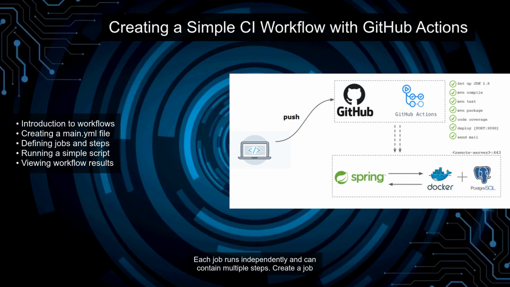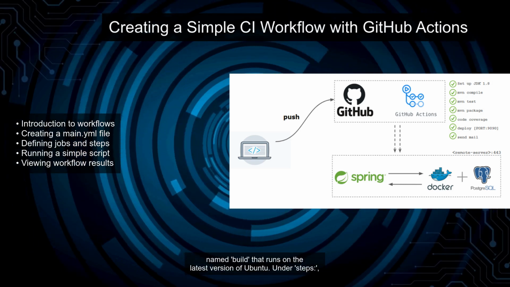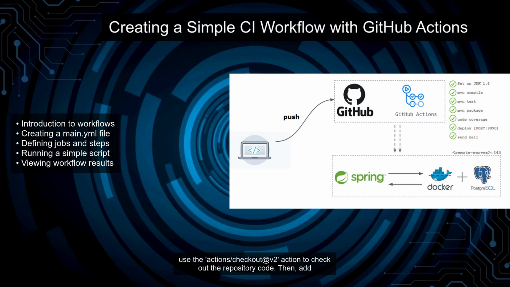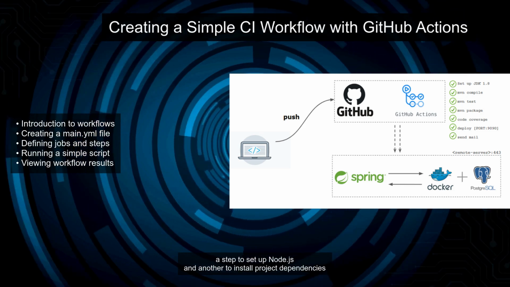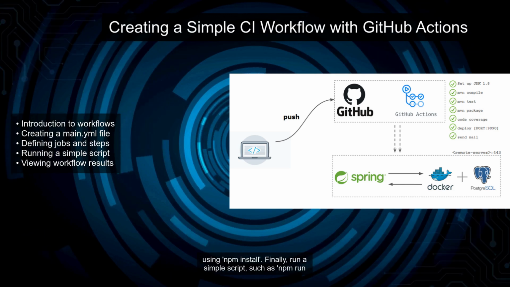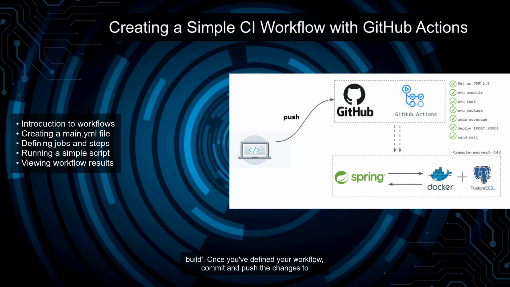Next, define the jobs that make up the workflow. Each job runs independently and can contain multiple steps. Create a job named build that runs on the latest version of Ubuntu. Under steps, use the actions/checkout@v2 action to check out the repository code. Then, add a step to set up node.js and another to install project dependencies using npm install. Finally, run a simple script, such as npm run build.